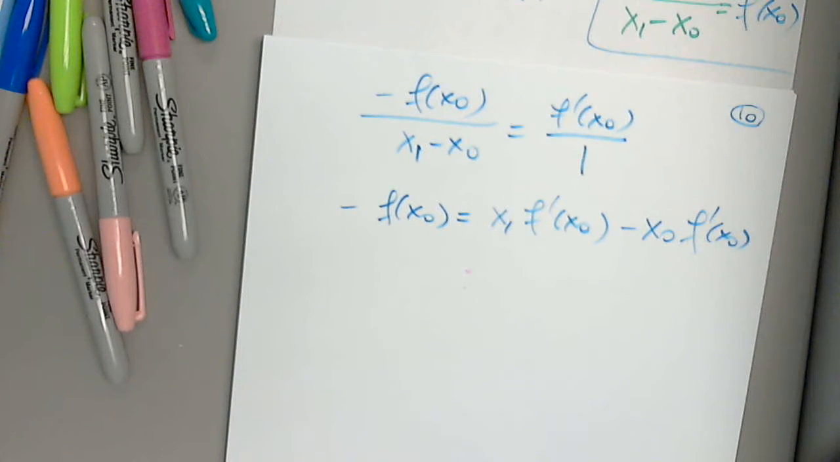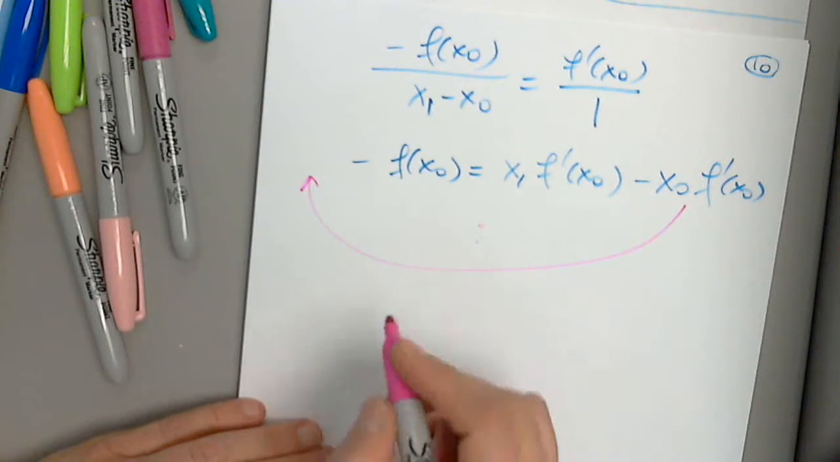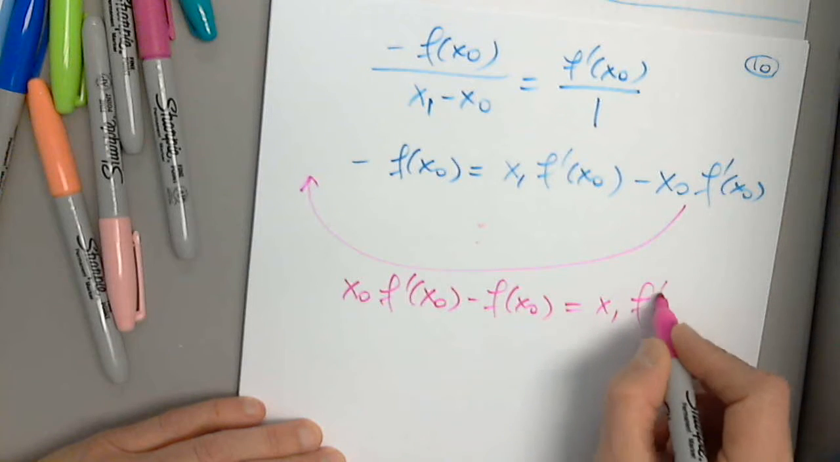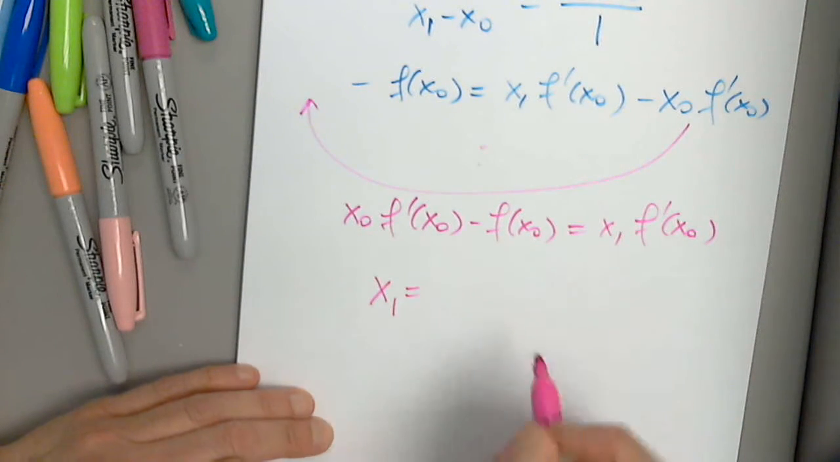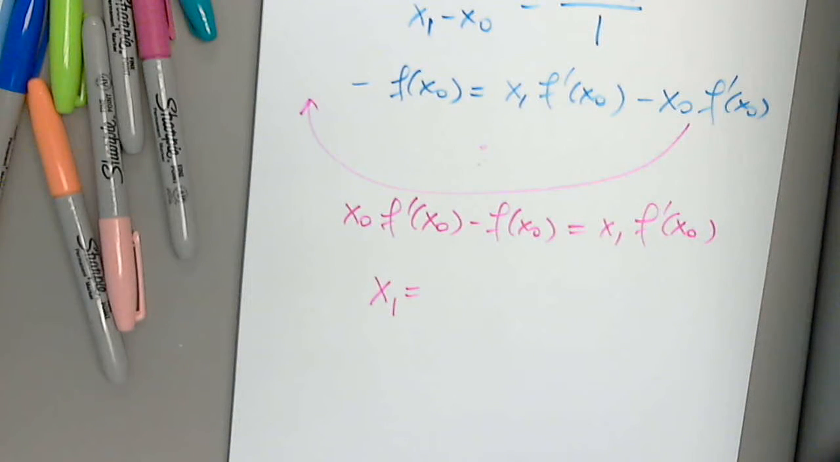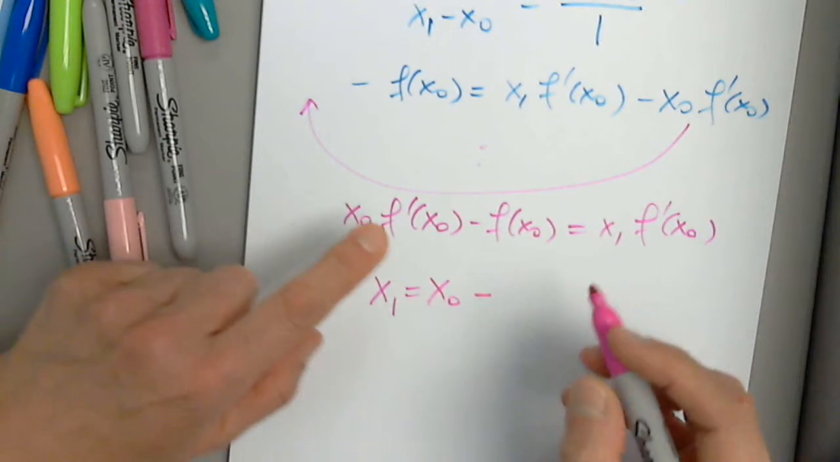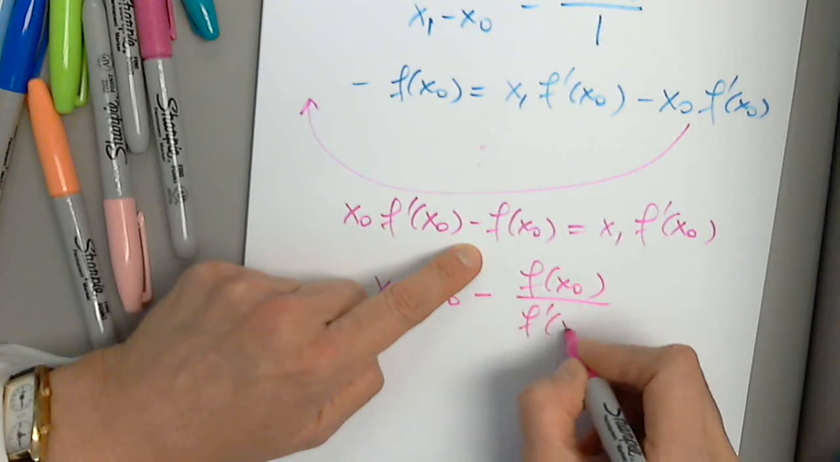I have to distribute. So 1 times negative f of x0 is on the left. F prime of x0 times x1 is here. F prime of x0 times x0 is here. We isolate x1 by moving this term to the other side. So x0 f prime of x0 minus f of x0 equals x1 f prime of x0. I am after x1. And you tell me what I need to do. Divide by f prime. Yes, but I will divide term by term. When I divide the first term by f prime of x0, what do I get? What is left from here? x0. Excellent. Minus f of x0 over f prime of x0.